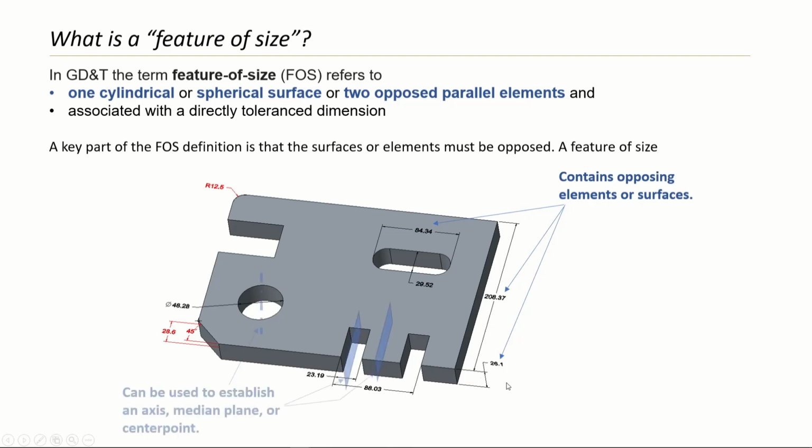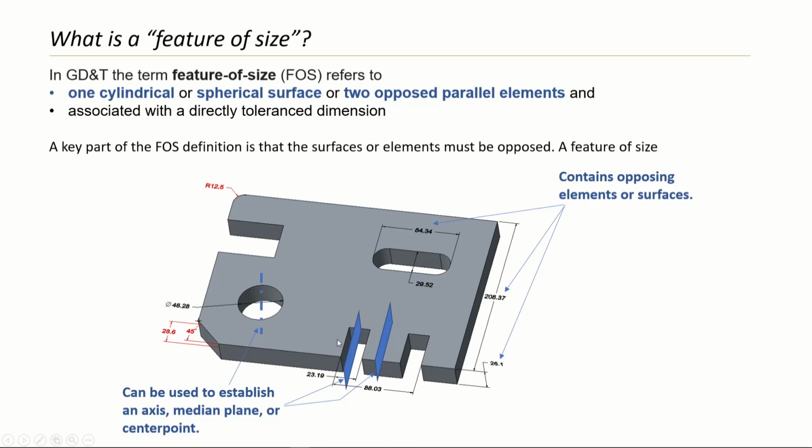It can also be determined if you can establish an axis, a median plane, or a center point. So if you can establish an axis, suppose a hole is there or a cylinder is there, then the size that you have given to that feature is called the feature of size. If you can establish a median plane, it is called a feature of size. So these all are feature of sizes.